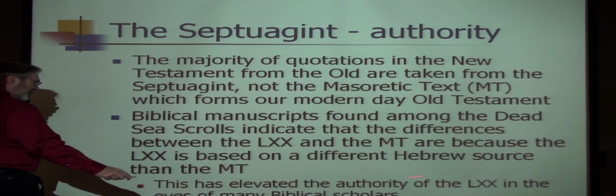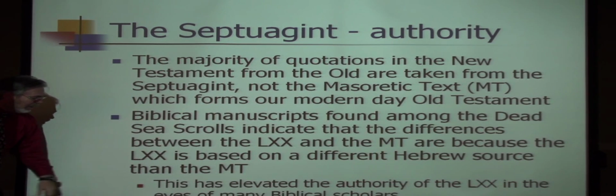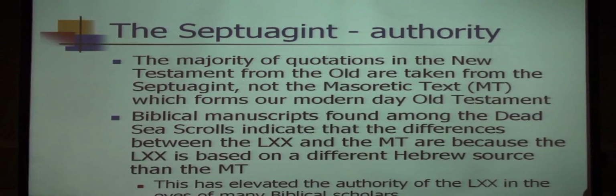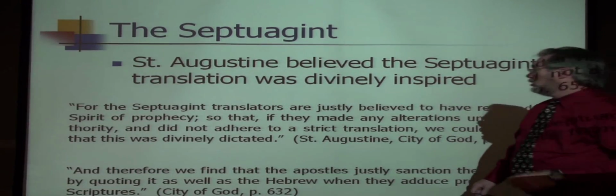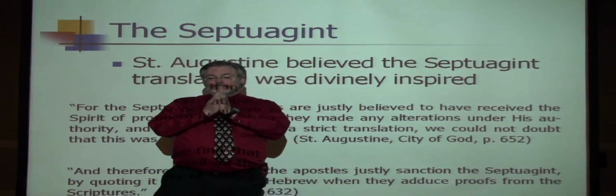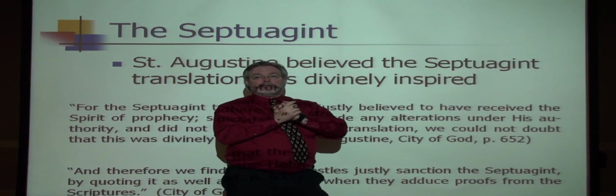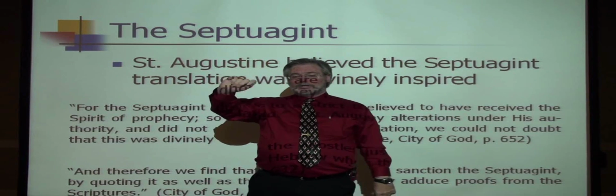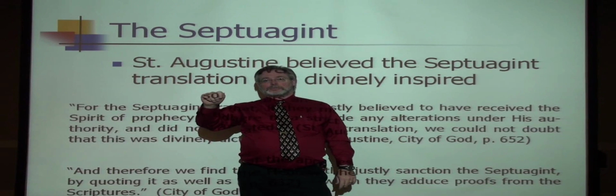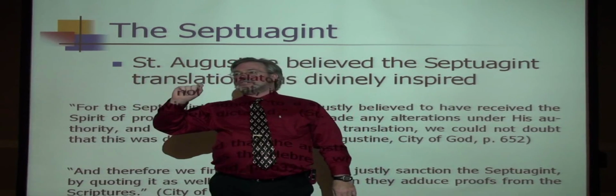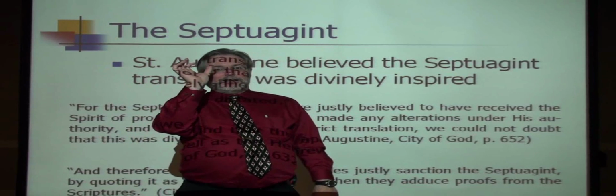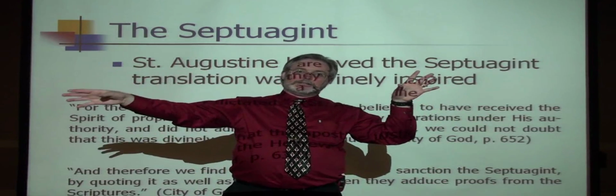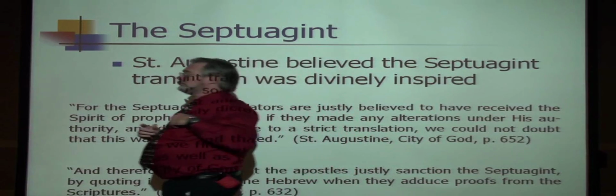So anyway, this has elevated the authority of the Septuagint in the eyes of many biblical scholars. And that is why today, especially in Isaiah, because that's the one that's affected the most, in your NIV or your NRSV or whatever you're using, if you look in the book of Isaiah, you'll see a bunch of footnotes. Footnotes will say something like DSS says or Septuagint says. And in those footnotes, they're showing what the differences are between the Masoretic text and the books that were found in the Dead Sea Scrolls.